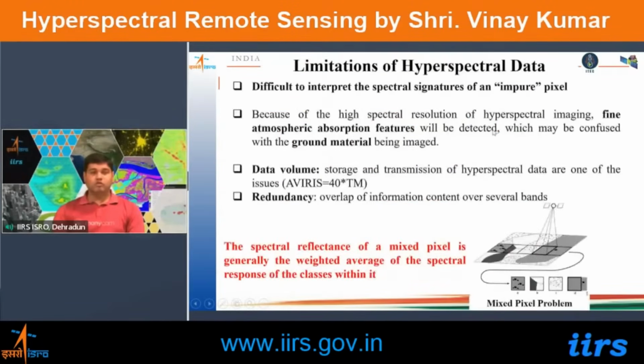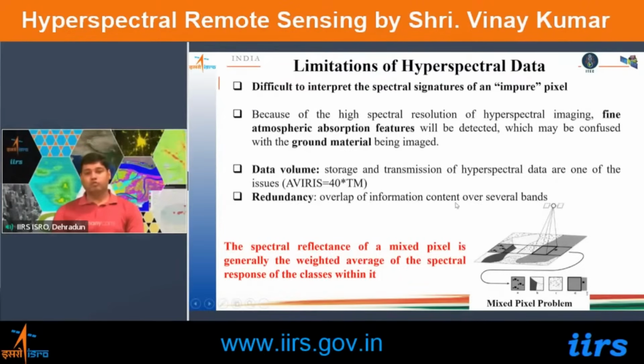Now, limitations of hyperspectral data: it is difficult to interpret the spectral signature of an impure pixel. Because of high spectral resolution, a fine atmospheric absorption feature will be detected, which may be confused with the ground material being imaged. Data volume: the size of IIRS data is 40 times that of Thematic Mapper. You can think, if we have hundreds of bands versus only 6-7 bands, how high the storage weight of the data will be.